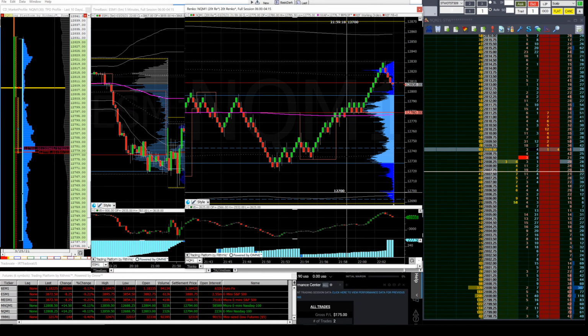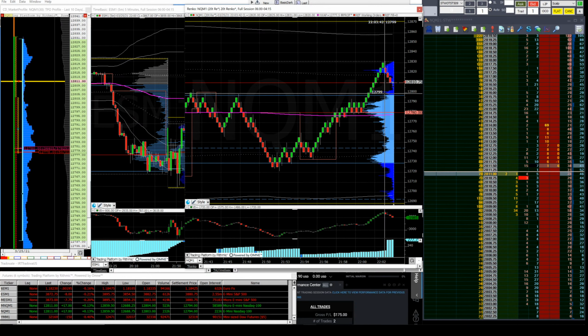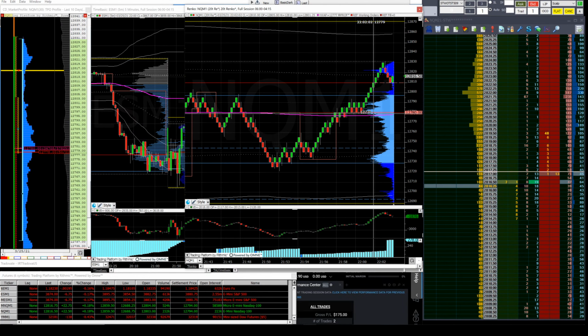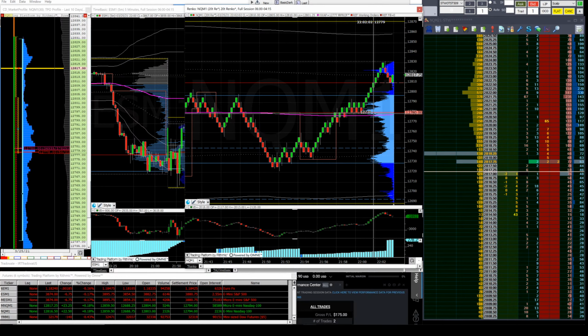Back to 810. Bounce off 800, I would say. Value area high, 800, right in that range, if it goes down that low. Doesn't look like it's going to.